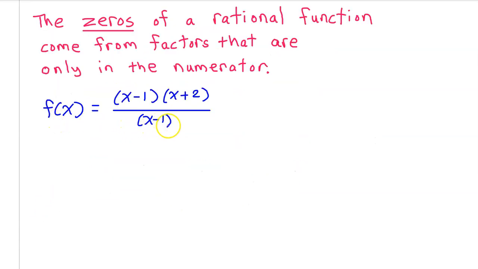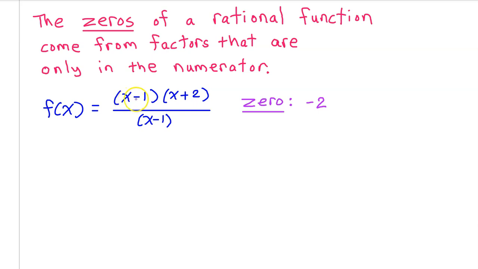Consider this function f of x. The zeros will come from factors that are only in the numerator. The only zero of f of x is negative 2, which comes from the factor of x plus 2, which is only found in the numerator.